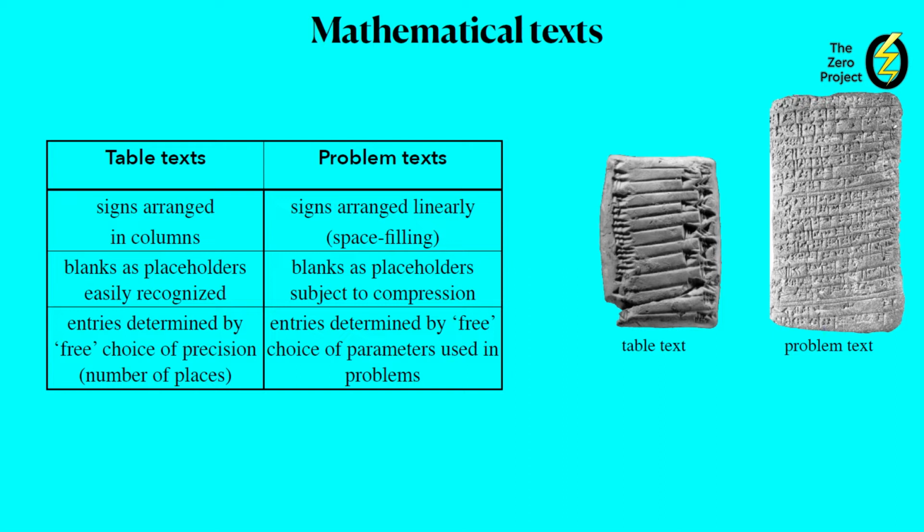On the right, blanks as placeholders in continuous, linear writing are subject to compression and therefore to disappearance if you're writing quickly. And finally, the entries are determined by a free choice of precision, the number of places that you're interested in. In the table text I've chosen, there's only one sexagesimal place used. And in the problem text, the entries are determined by the choice of numbers that you use as examples for the problems you're solving. So a free choice of parameters that are used in the problems.